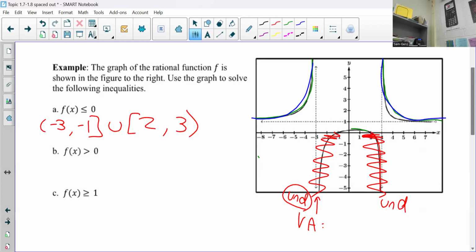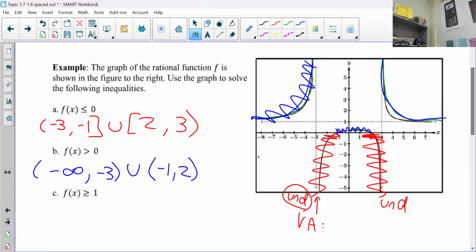Where is it greater than 0? That means I'm above 0. I'm above 0 here, so negative infinity to -3. I'm also above 0 right here, so that is union -1 to 2. And I'm above 0 over here, and that would be from 3 to infinity.